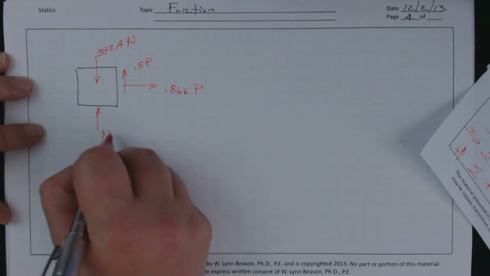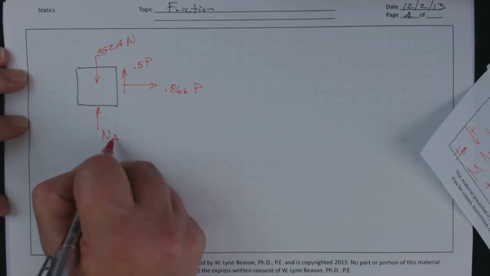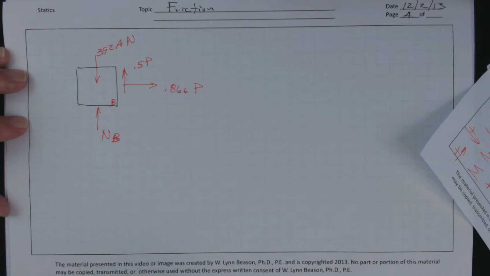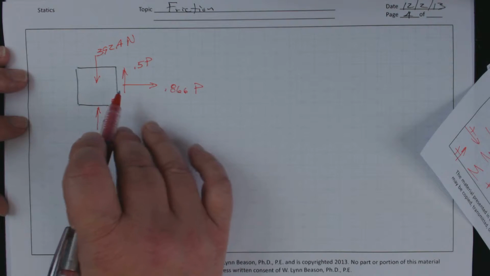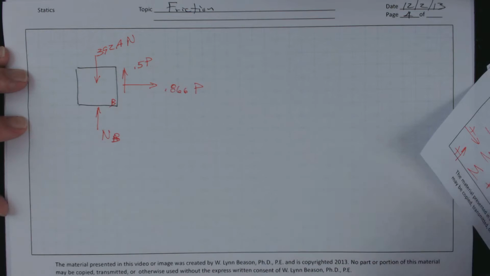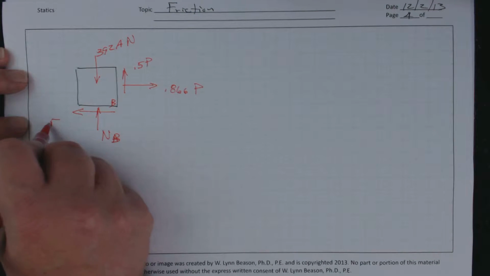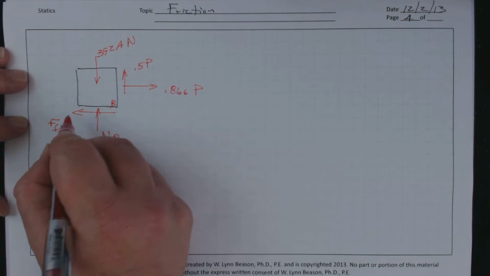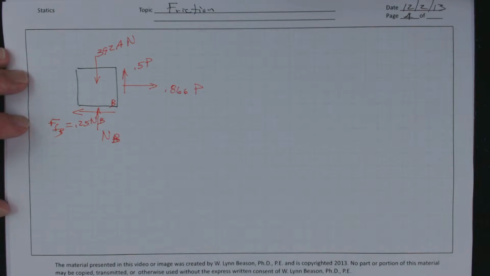And then I'm going to have the normal force in that direction. It'll be the normal force for block B, though. And friction always opposes motion. It's absolutely clear that if I've got an unbalanced force in that direction, the block wants to go that direction. So we're going to say that our friction force at B comes back in this direction, and it's equal to 0.25 NB, like that.